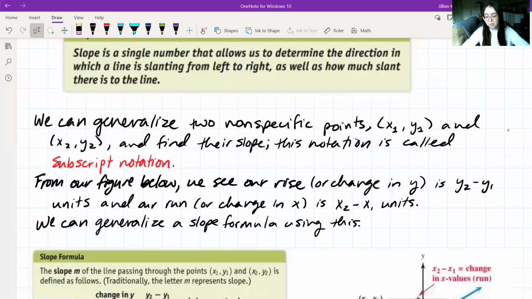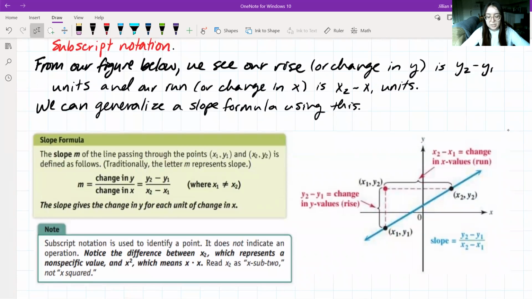From our figure below, we see our rise, or our change in Y, is represented as y2 minus y1, in units, and our run, or our change in X, is x2 minus x1 units. So we represent them in general with our subscript notation, with x sub 1 and y sub 1 and x sub 2 and y sub 2. We see our units written are going to be y sub 2 minus y sub 1 and x sub 2 minus x sub 1. So we can generalize a slope formula from this.